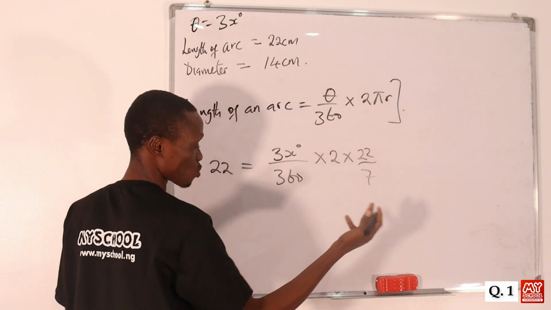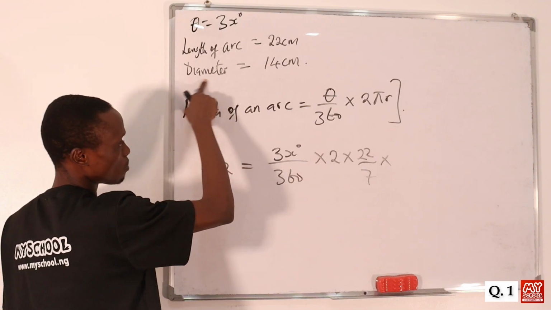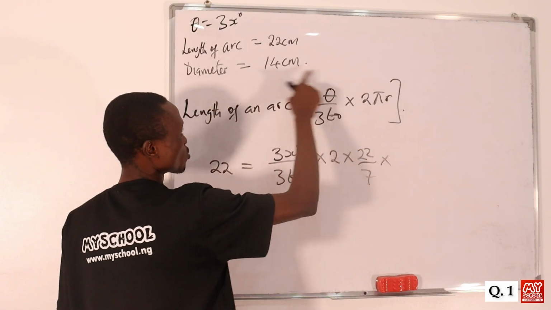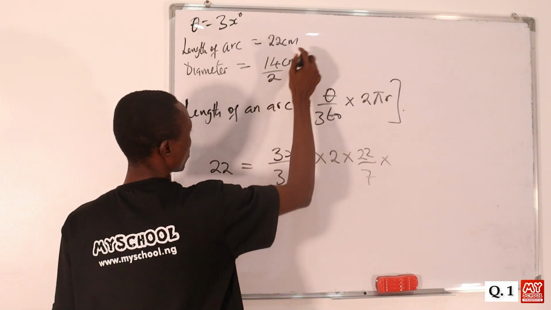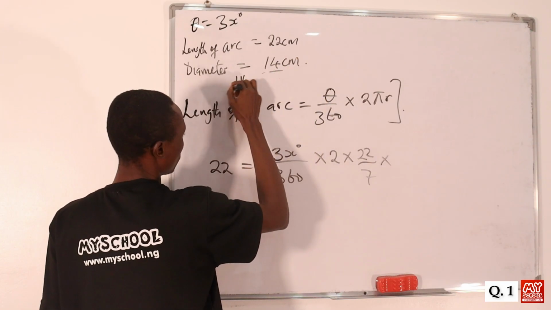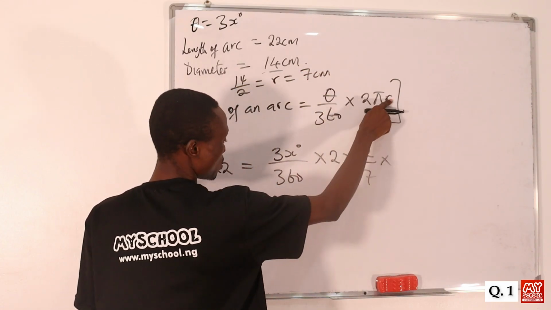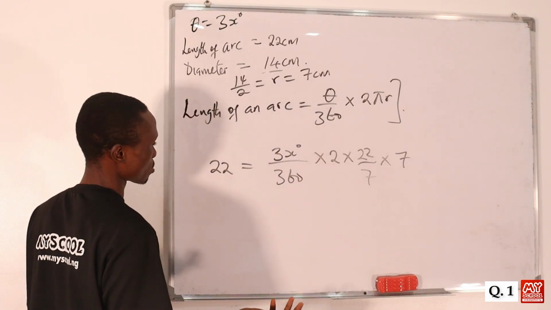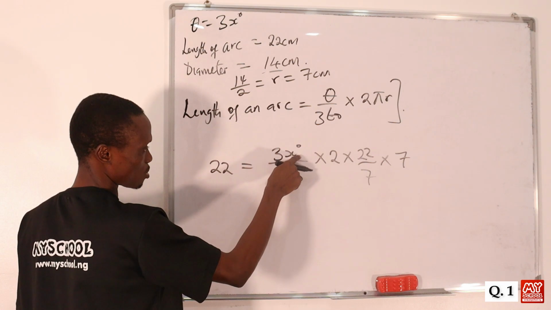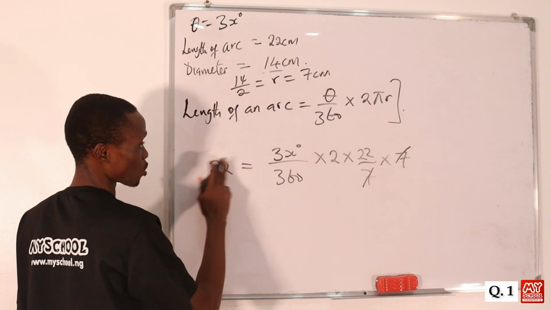Remember, pi is 22 over 7, then times, now remember here we are given the diameter, but we needed the radius here. So this diameter, we just divide it by 2. So if I divide the 14 by 2 to get our radius, it will be equal to 7 centimeters. So here we replace it with 7. The next thing, we just cancel out so that we can make s the subject of the formula. So we cancel out 7, then we cross multiply.